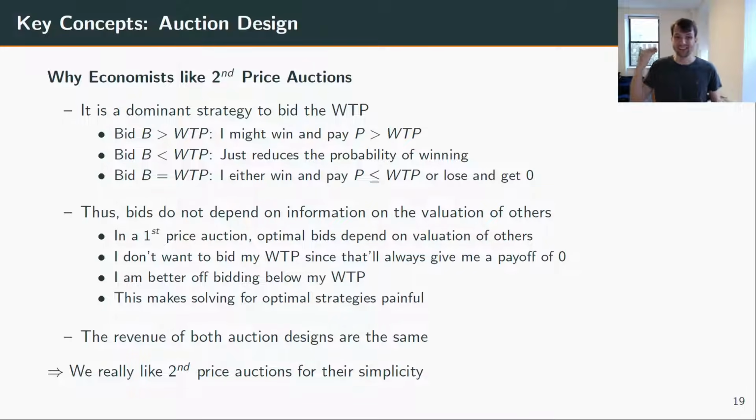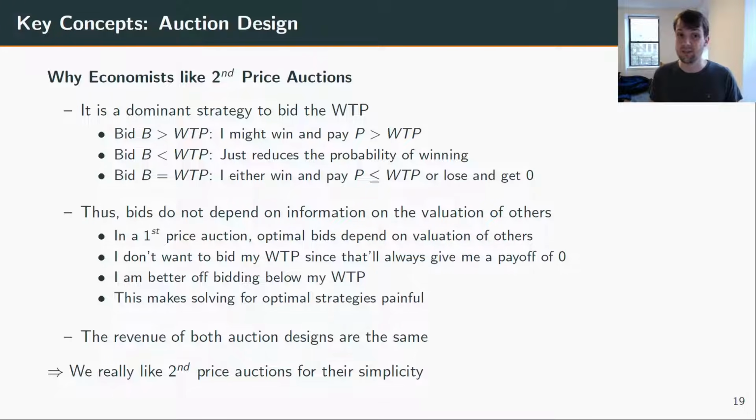So if you bid exactly your willingness to pay, you either win and pay something that's weakly lower than your willingness to pay, right? Because you're paying the second highest bid. So if you're the highest bidder, you're paying whatever the next highest number is. So you likely get some positive value, or you lose and get nothing. And this clearly is the best thing you can do here. You can show this more formally, but it gets really annoying really fast. So we're going to leave it at that.